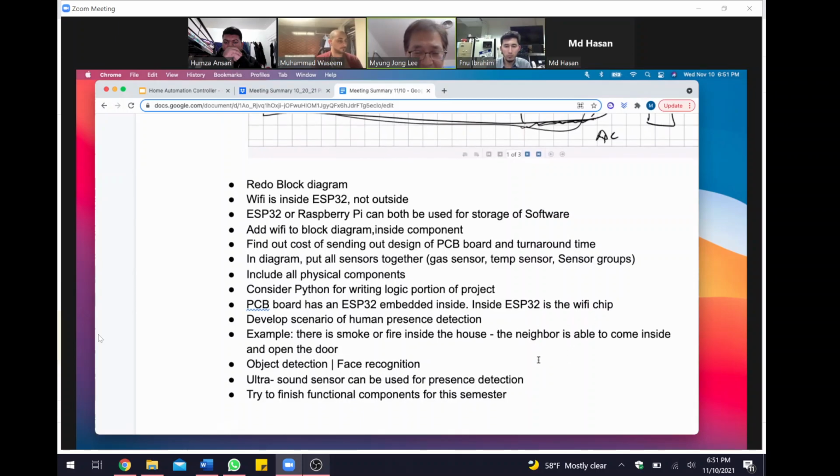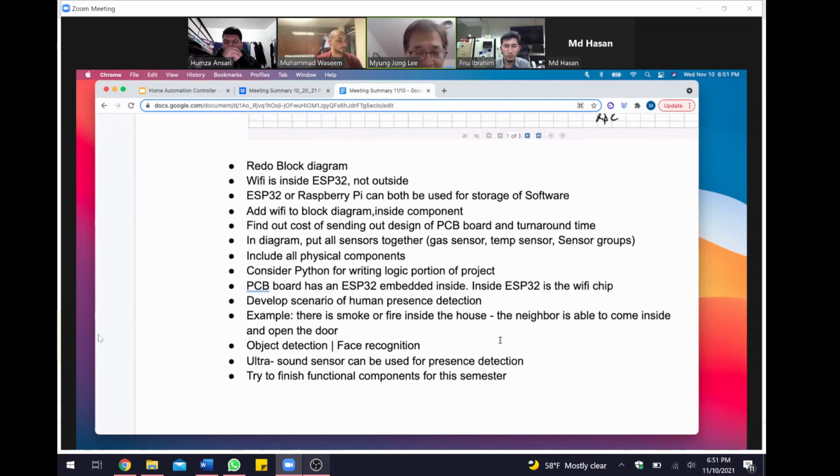I think you already have it somewhere, I guess. But anyway, it's a reiteration so we don't miss it. You just rearrange the bullets, right? I must have said this several times already. So, develop scenario, human. Yep, that's good. Example, there is a smoke. Okay, that's one example. Object detection.